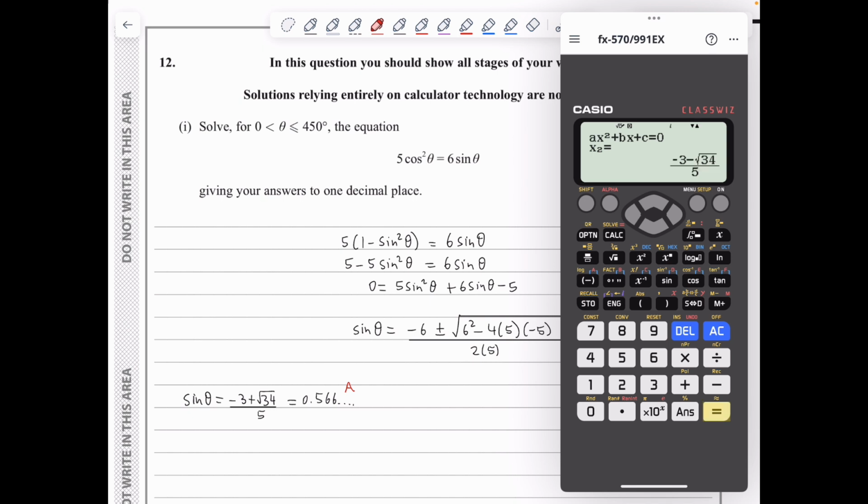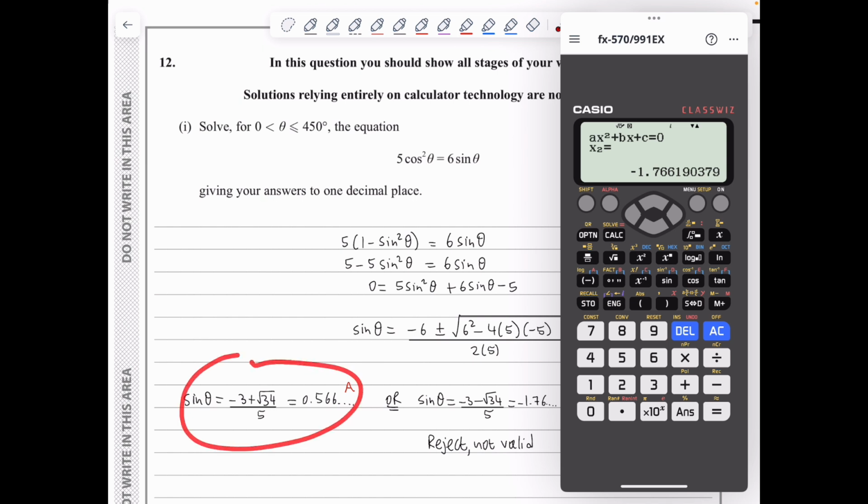Alternatively, let me press the equal sign. The second solution is that sine of theta is equal to minus 3 minus root 34 over 5. Let me press the SD button. It's minus 1.76... It's beyond the negative 1 to 1 corridor, so we know that on this side we've got no solution, so we reject this. It's not valid because the sine of any angle varies between minus 1 and 1, and therefore we can proceed with this equation here to find all solutions.